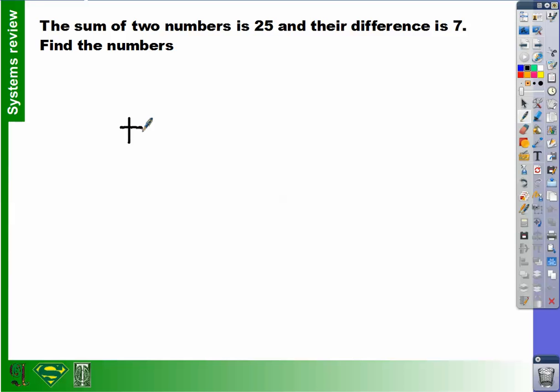Do I know what the two numbers are? No. So what am I going to use instead of the two numbers? X and Y. Incidentally, we could have used B and S, your initials, or H and R. It doesn't really matter. So the sum of two numbers is. Now, "is" is a math word. What does "is" mean? Equals. Equals 25. So we have our first number sentence.